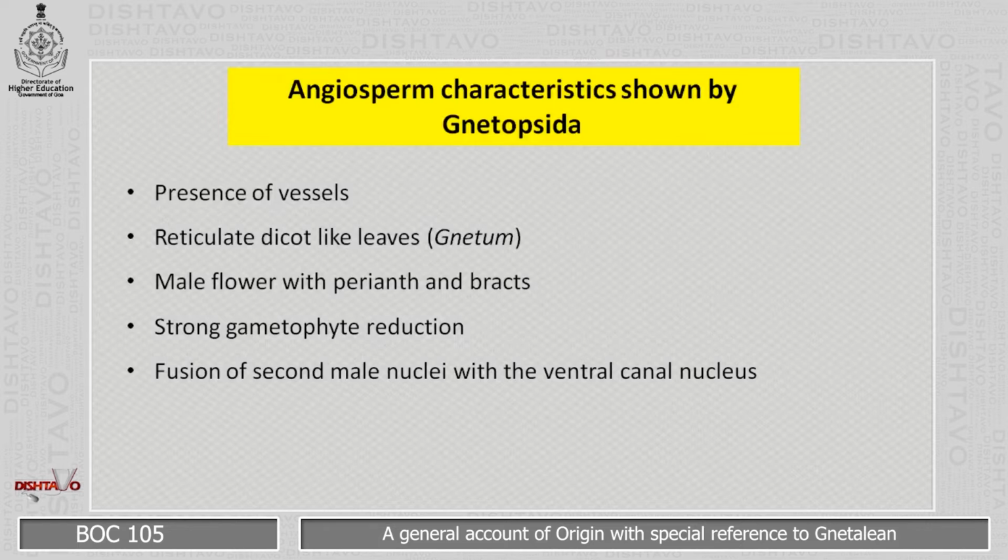Then the last is the fusion of the second male nucleus with the ventral canal nucleus, which resembles the double fertilization event in the case of angiosperms, where the male gamete fuses with the female gamete to form the zygote, and the second male gamete fuses with the polar nuclei to give us the triploid endosperm. So the events are more or less similar.